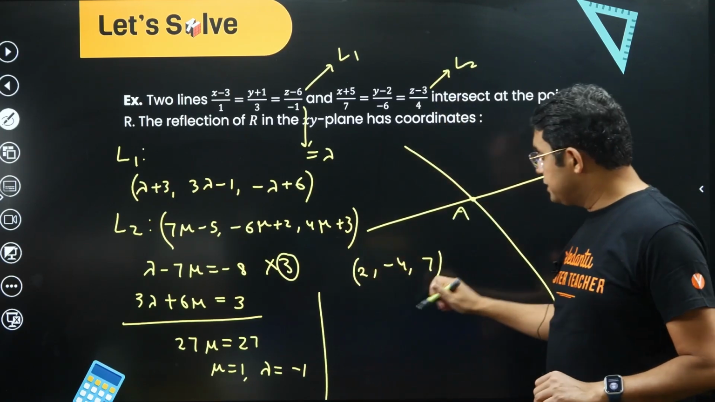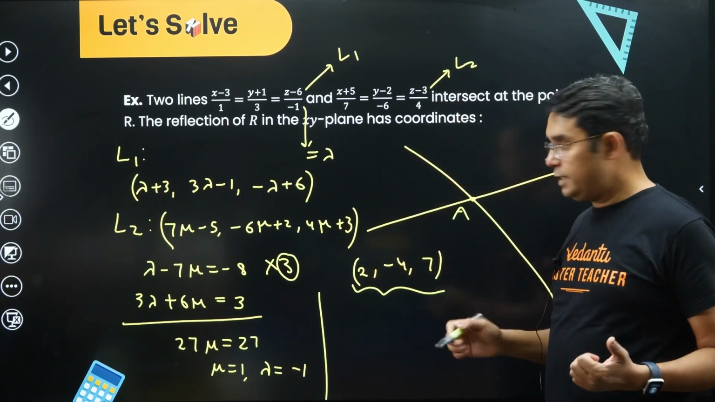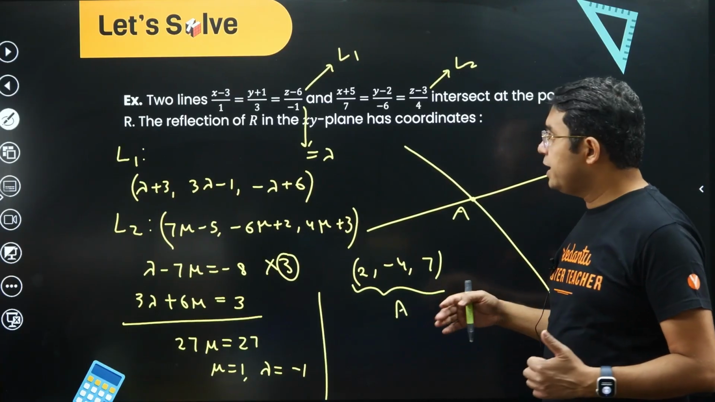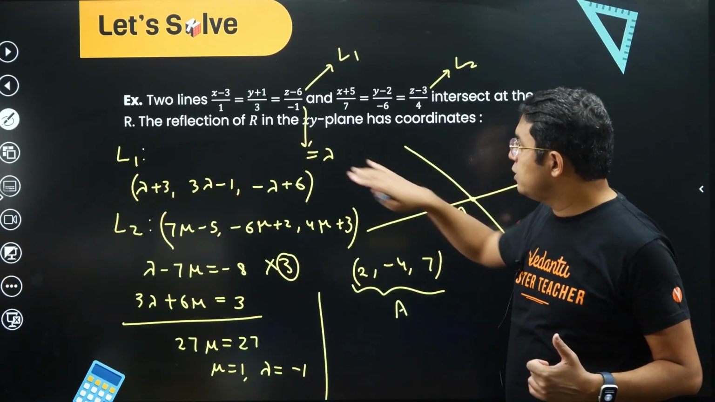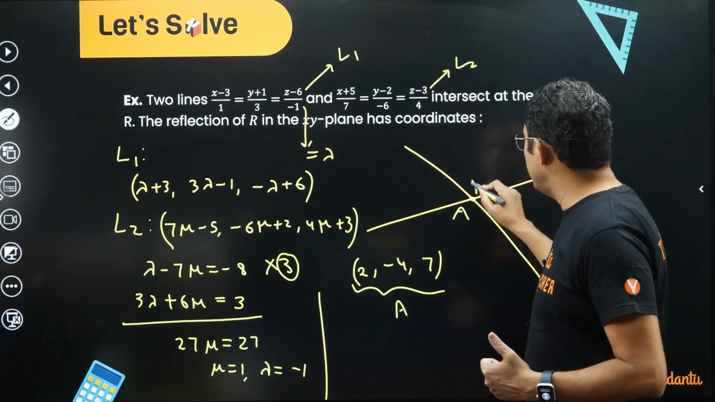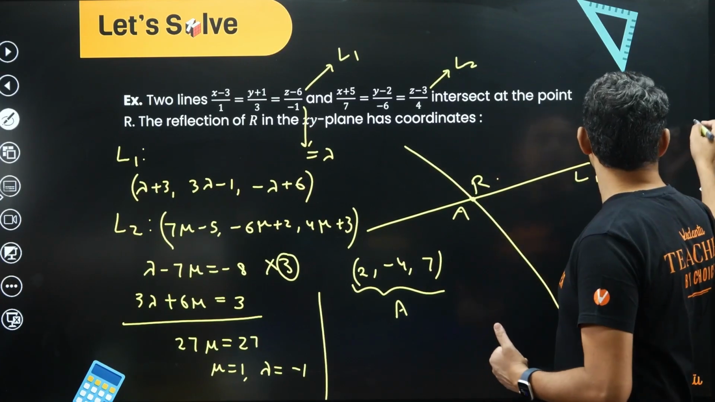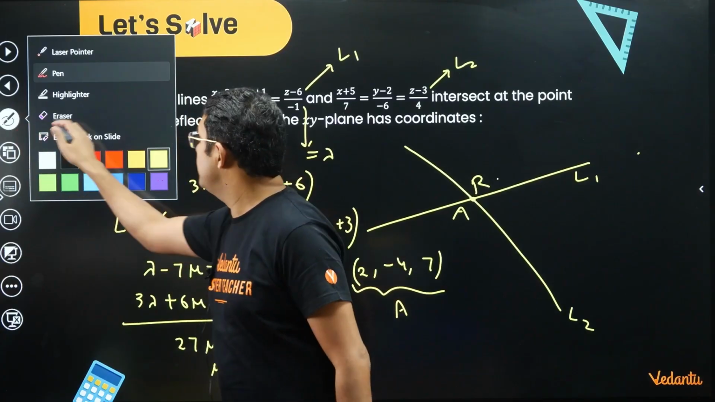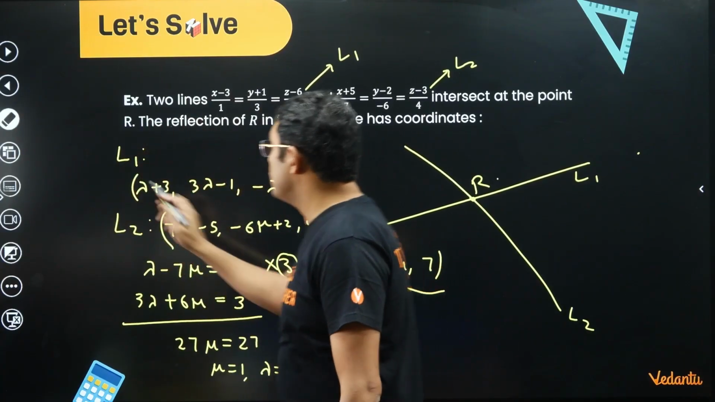Now, if this is the coordinate of a point, let's say A, okay, and we are taking the image or reflection of this point in the xy plane. Actually, they have called this point R. Okay, so not A. This point is just R. Doesn't matter actually, but let me write it as R only.